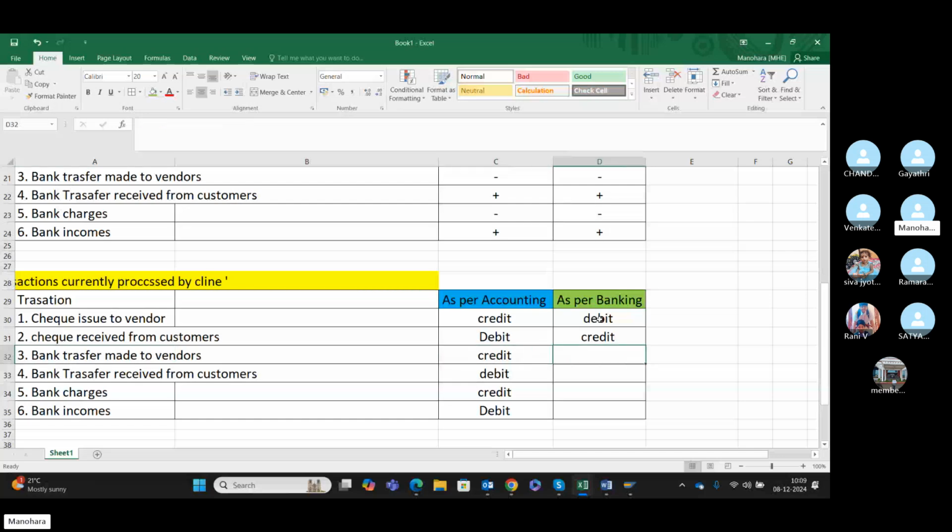Bank point of view only we are talking, not accounting point of view. Bank transfer made to vendor, is it a debit or credit as per banking? It's a debit, right? As per banking, not as per accounting. So bank transfer received from customer is a credit, right? And bank charges is a debit.